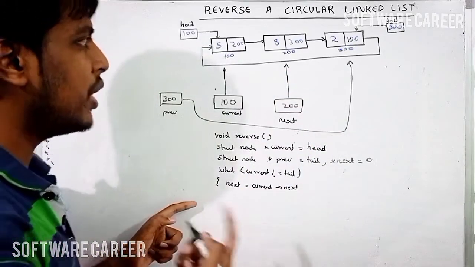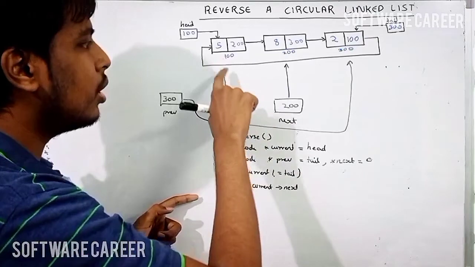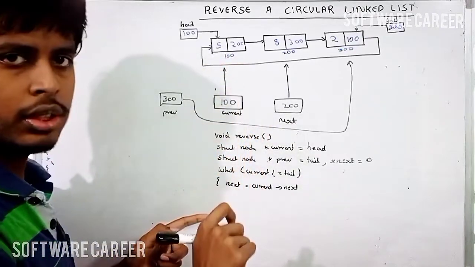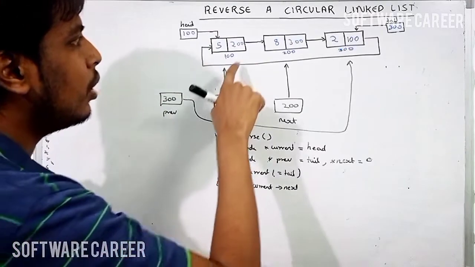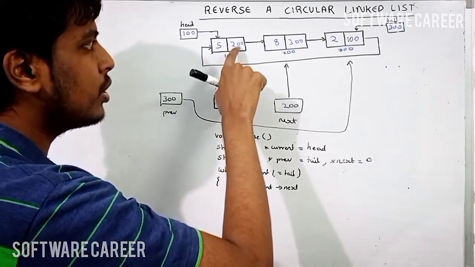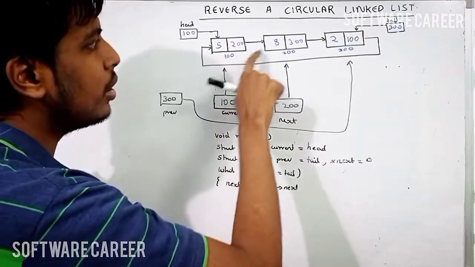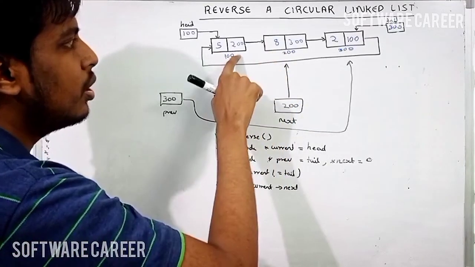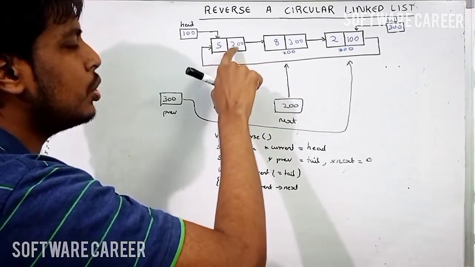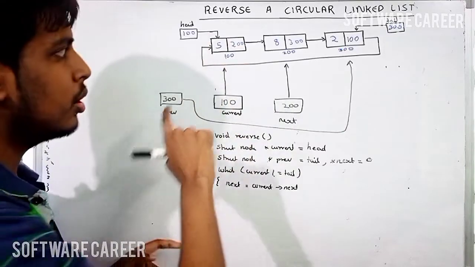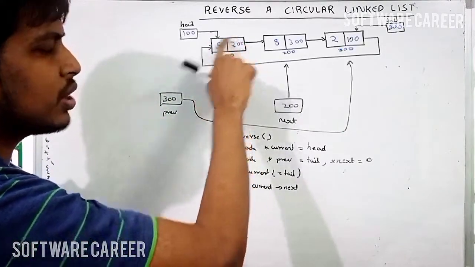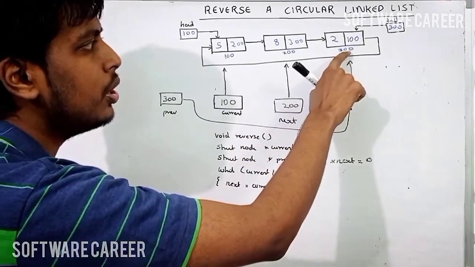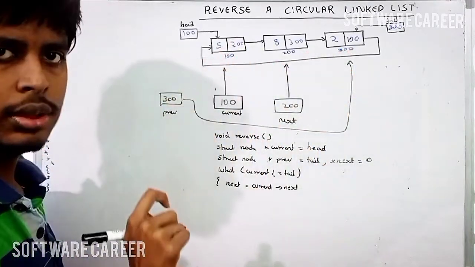Now see, the second step is, the current is pointing at the first node. Now you should reverse that first node. How to reverse? In the pointer part of this node, it's storing the address of the second node. But for reversing it, you should store the address of the previous node in this pointer. What is the previous node of this first node? That is the last node. So you should store 300 into this pointer.